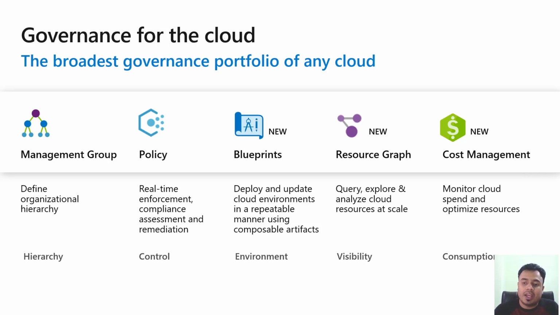Resource Graph is to query, explore, and analyze cloud resources at scale. So from one place, even if you have hundreds of subscriptions with resource groups and resources inside them, you can see all your resources. You can just query them and see based on different properties and fields. Of course, you can query and you can see the results. It's very good for visibility from a single place.